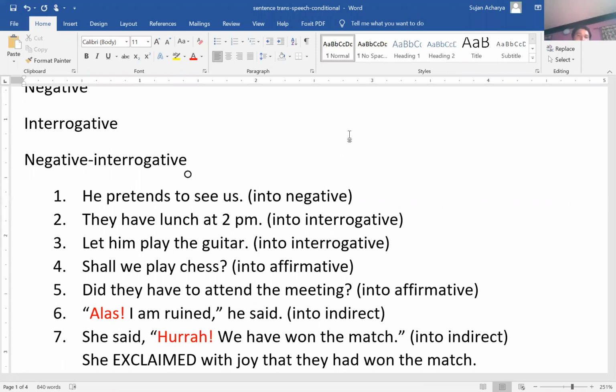For example, he pretends to see us, now change the sentence into negative. Okay, I will instruct you what to do for each. And I will be adding the questions as well.